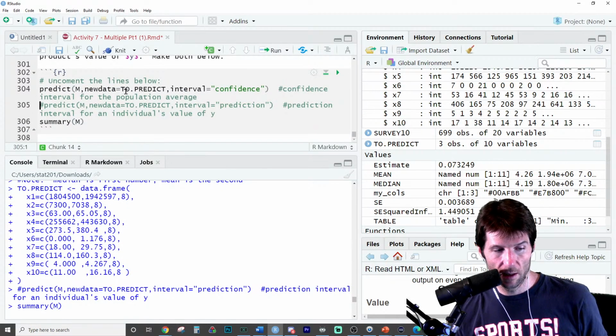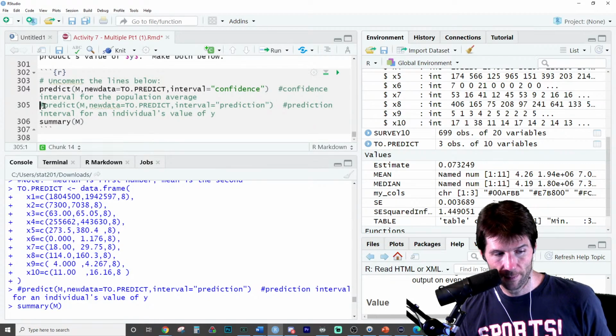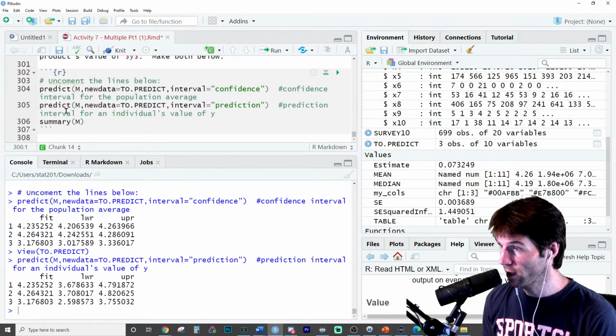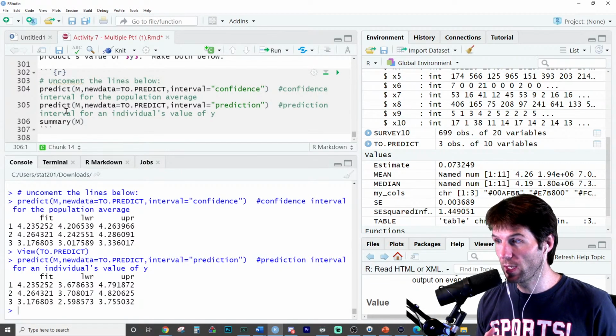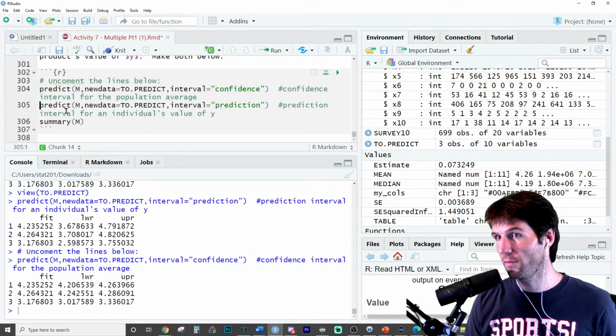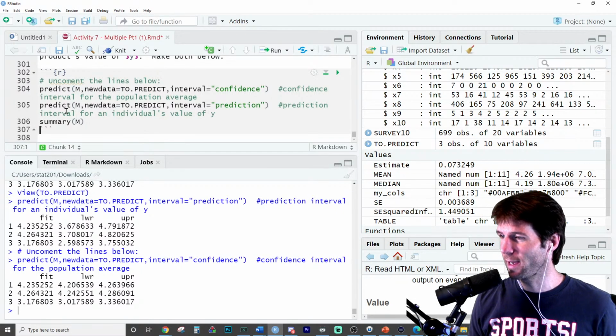So if we're predicting an individual, we would use the prediction. Whenever it says predict for an individual, you will use prediction intervals. If it says predict for the mean of the line, or for everybody, which is the mean of the line, you'll use confidence intervals. And I think that's got it.